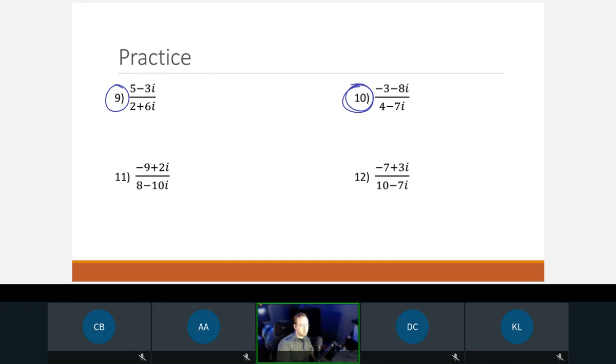So what's nice about these, if you choose the wrong conjugate pair, your i's won't disappear on the bottom. And that's when you know you messed something up.